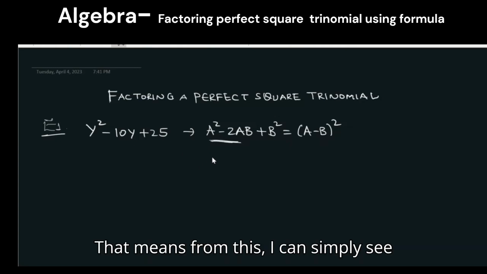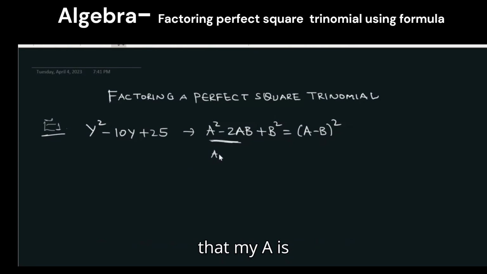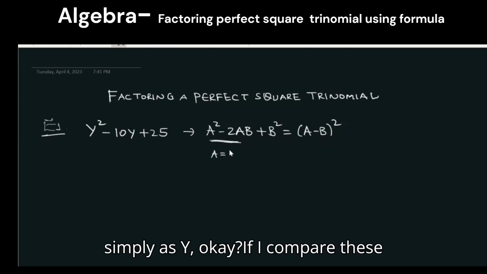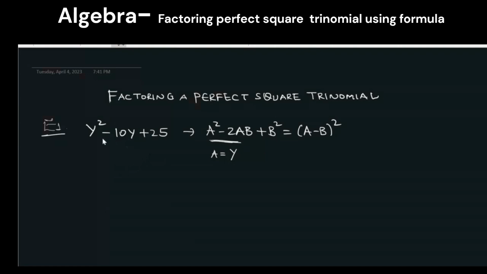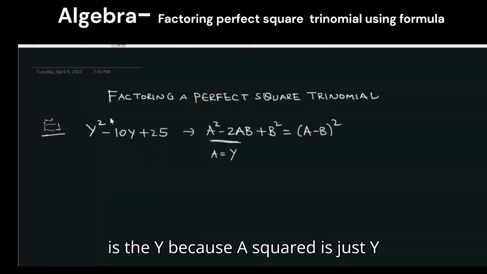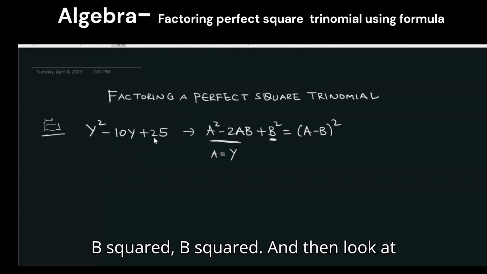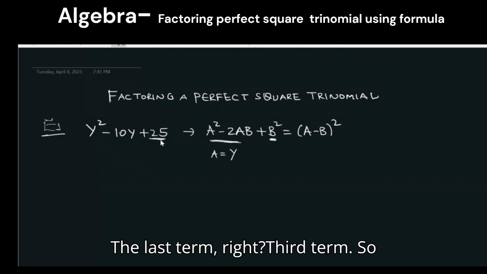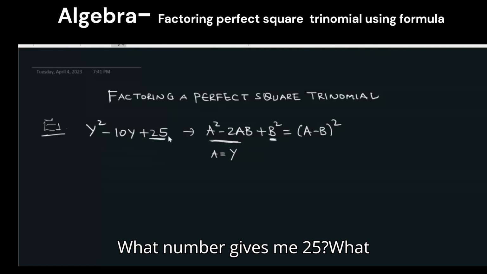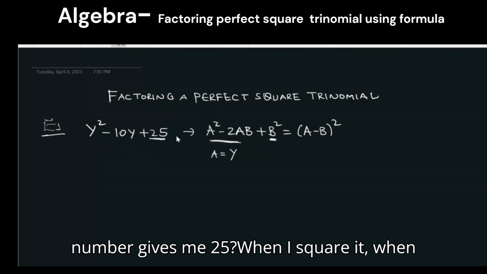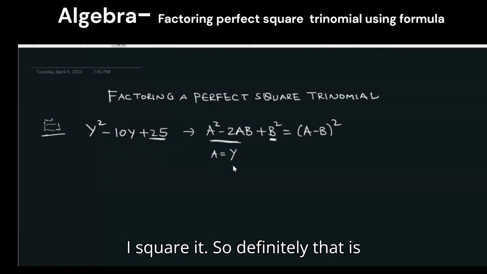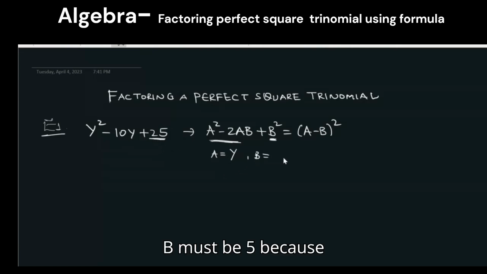That means from this I can simply see that my a is y, because a squared is just y squared. Then look at the b now. B squared is the last term, the third term. What number gives me 25 when I square it? Definitely b must be 5, because 5 squared is 25.